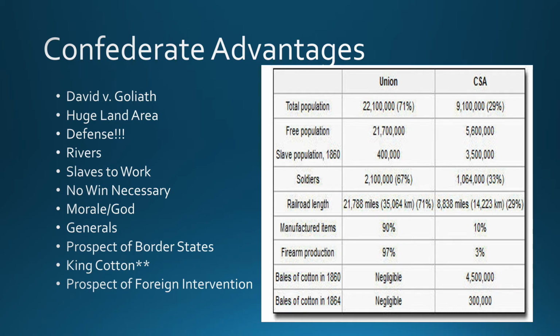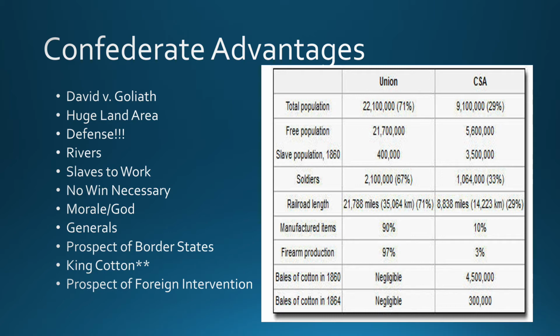But if a foreign country, at least one of them, but maybe even both, Britain and France, come in and join us, we will be able to take the Union. And so that prospect of foreign intervention is certainly on their mind in 1861.